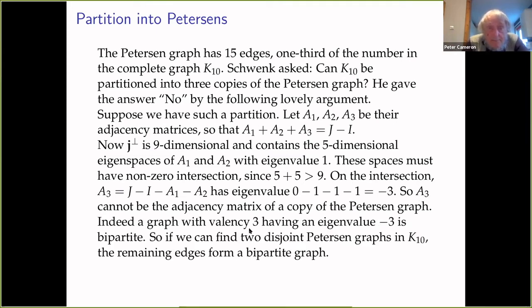But in fact, this A3 is a graph of valency 3 and has an eigenvalue minus 3. And there's a result about eigenvalues that says that if that happens, then the graph must be bipartite. And so if you could find 2 disjoint Petersen graphs in K10, then the edges left over would have to form a bipartite graph. And that does exist. So my next problem is find a partition. Partition the edge set of the complete graph into 3 graphs, 2 copies of the Petersen graph, and then the one that's left over must be bipartite. Check that it's bipartite.